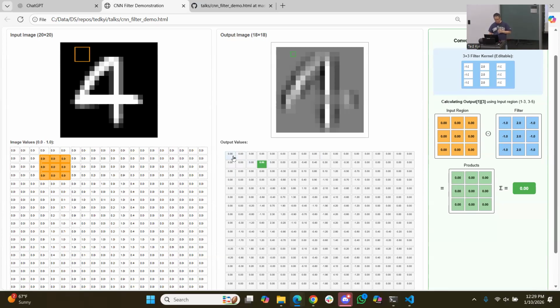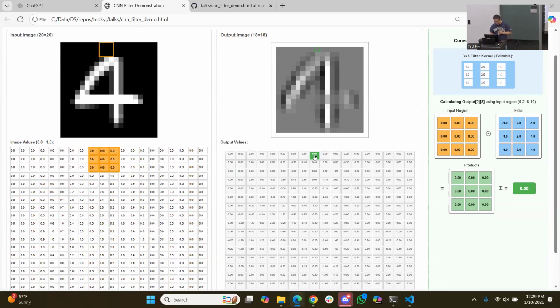If we want to look at it in an animated sense, I can click quickly and get the sense of it moving across. If we wanted to pause it, now we can pause it. We can take a look at the actual numbers and confirm that they multiply and add up correctly.